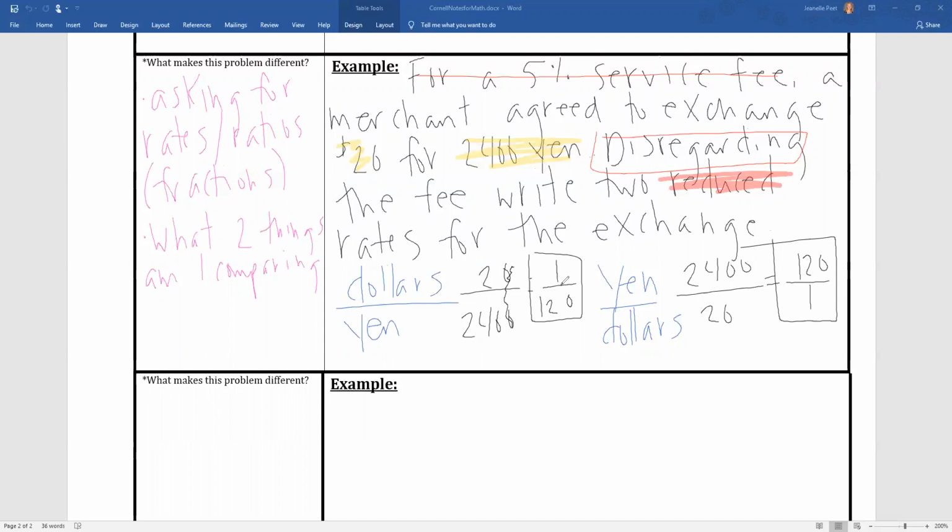Oh, what did I forget? What did I always preach and then I forgot? My units. So that's dollar to yen, and this is yen to dollar. So that is what they're asking for.